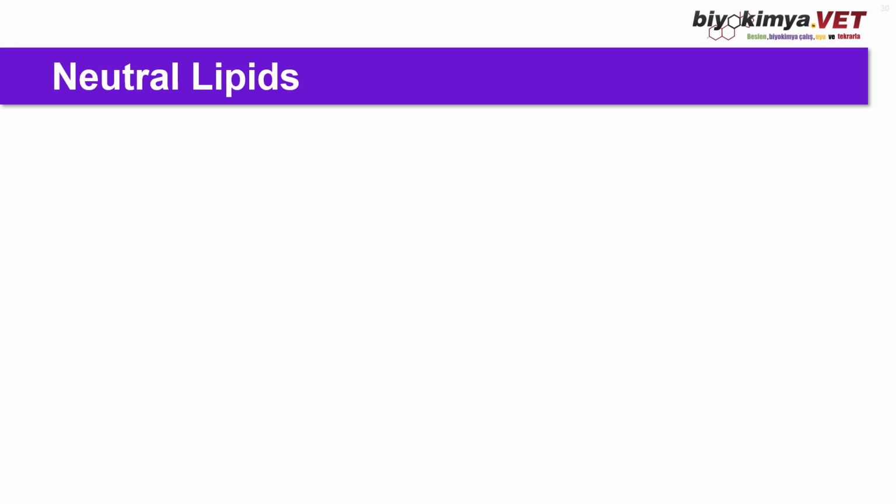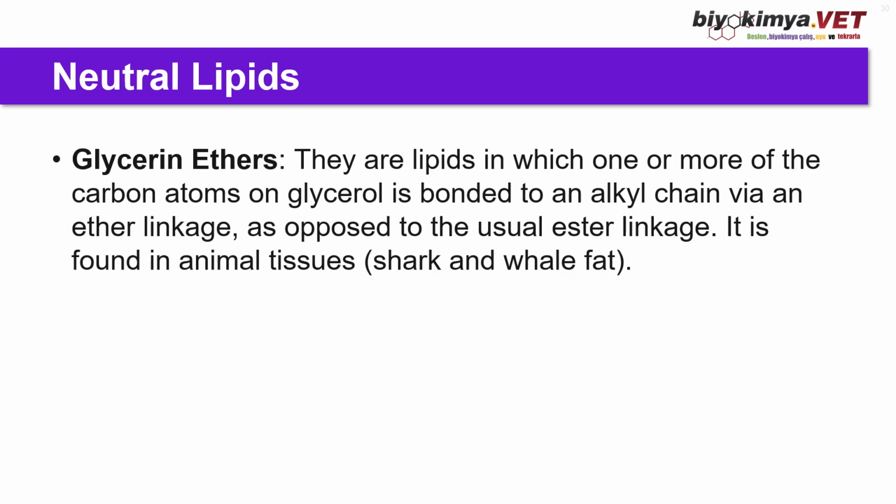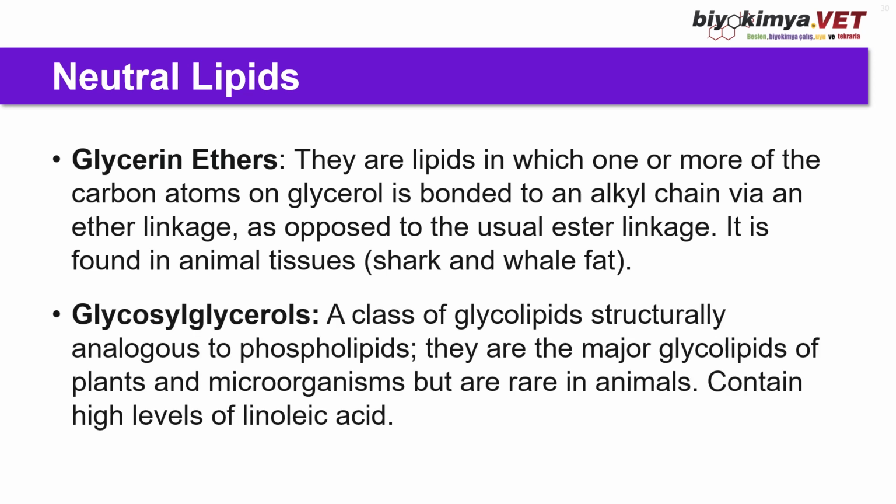And we finish the triglycerides, and let's look at just the definitions of the other natural lipids. The first one is glycerol ethers. They are lipids in which one or more of the carbon atoms on glycerol is bonded to an alkyl chain with an ether linkage, as opposed to the usual ester linkage. It's found in animal tissues.